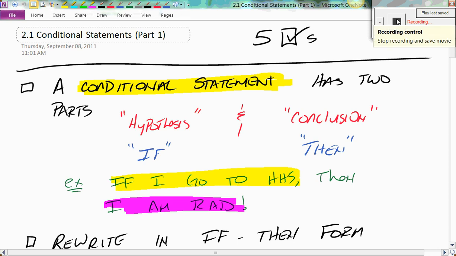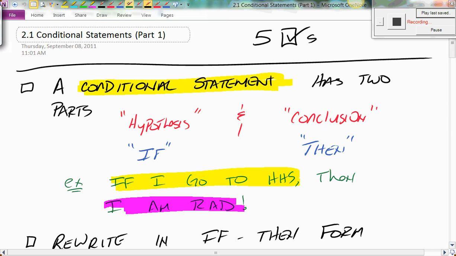Okay, geometry, section 2.1, conditional statements, part 1. So the first box that we spoke about was a conditional statement has two parts. It has a hypothesis and a conclusion. And sometimes the hypothesis is written in if-then form, called biconditional form. So if is the hypothesis part and then is the conclusion part.